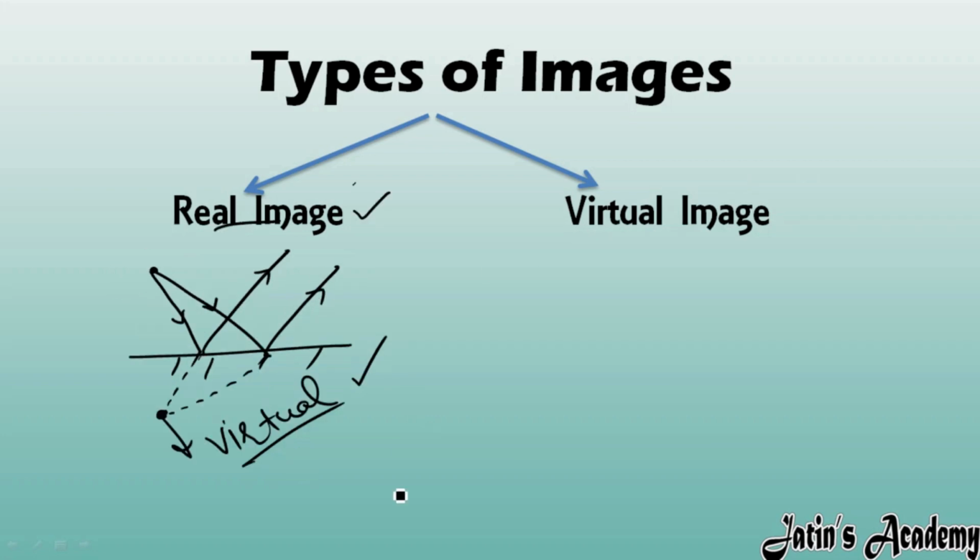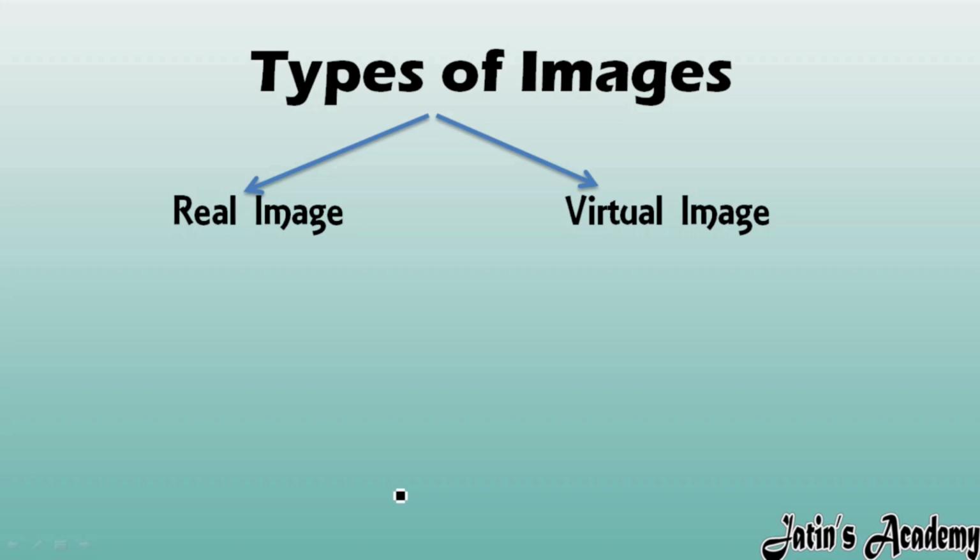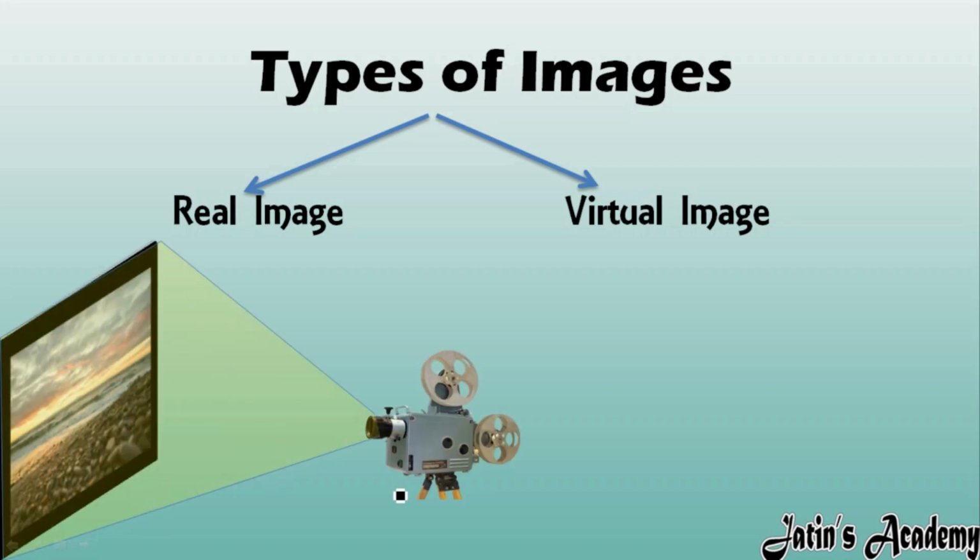Okay, I will show you one example in daily life where real images and virtual images are formed. Real images are always formed in cinema halls. Whenever we go to a cinema hall, the cinema hall screen is showing us a real image. Means all the reflected light rays are meeting on the screen only. They are not meeting behind the screen. They are meeting on the screen only.